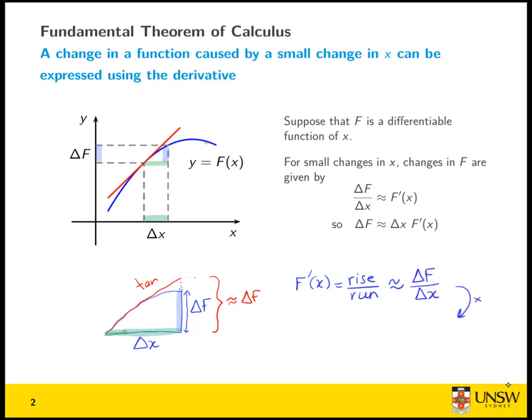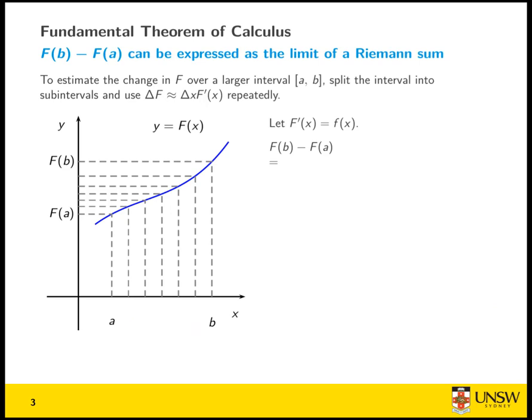If you multiply both sides of this equation by the change in x, you're going to get that if you multiply the derivative by the change in x, this is really close to the change in f, which is what you were trying to evaluate. We now know how to evaluate a change in f caused by a small change in x. This is what we got from the previous slide.